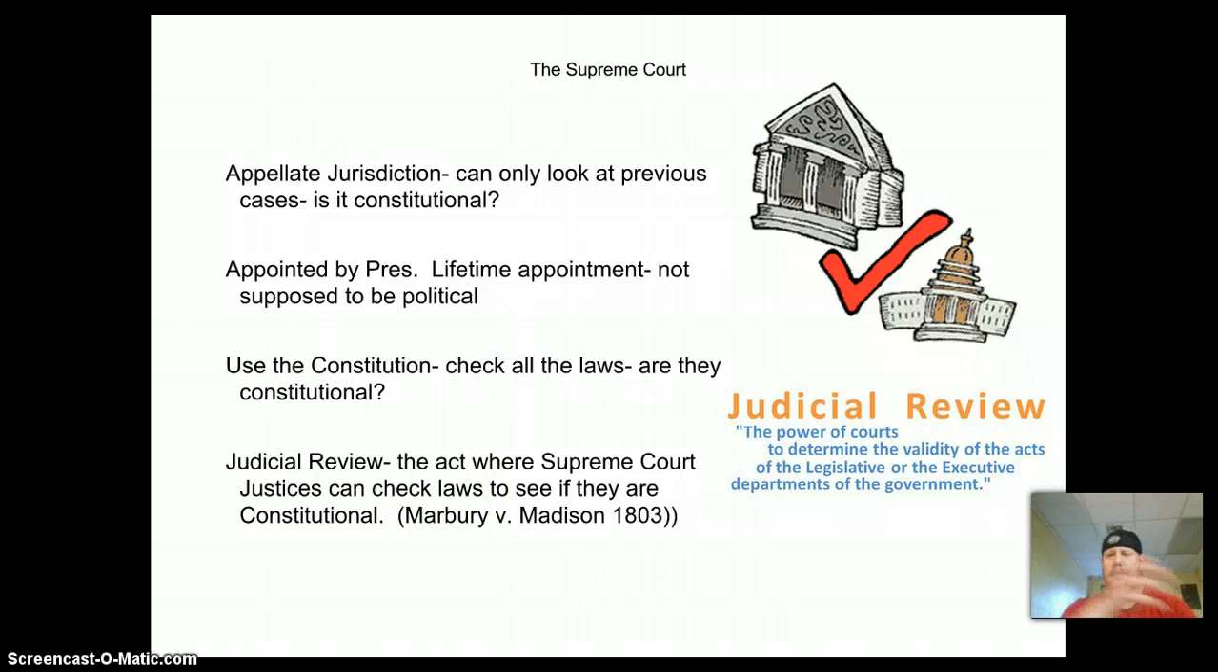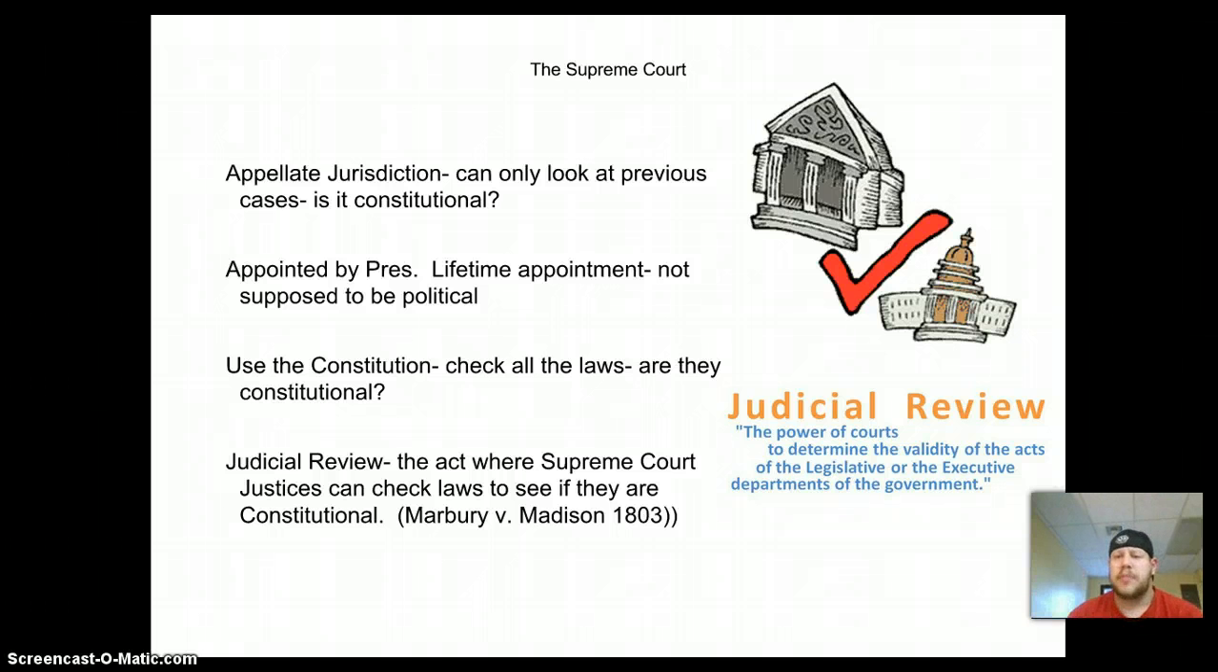Now, we talked a little bit about the Supreme Court. Remember, the Supreme Court has the idea of appellate jurisdiction. They can only look at previously decided cases, so from a local level case, and decide if that case or law is actually constitutional. Now remember from last year, a Supreme Court justice has a lifetime appointment. So they're not voted in. The President appoints them, and they're not supposed to be political. They're not trying to get reelected. They're supposed to be able to look at the Constitution and make decisions without a lot of outside pressure.